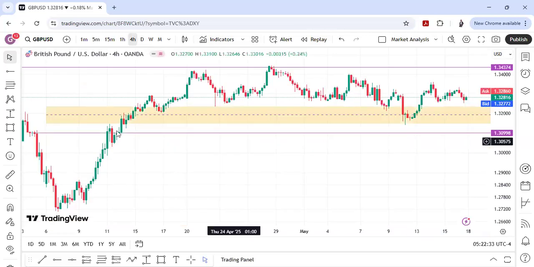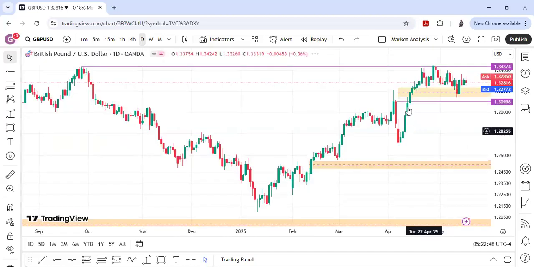Okay, this is the area I marked out on daily time frame. That's the opening price of the bullish order block. So let me go back to daily time frame and mark out the FVG, this FVG. Let me mark out this FVG here.